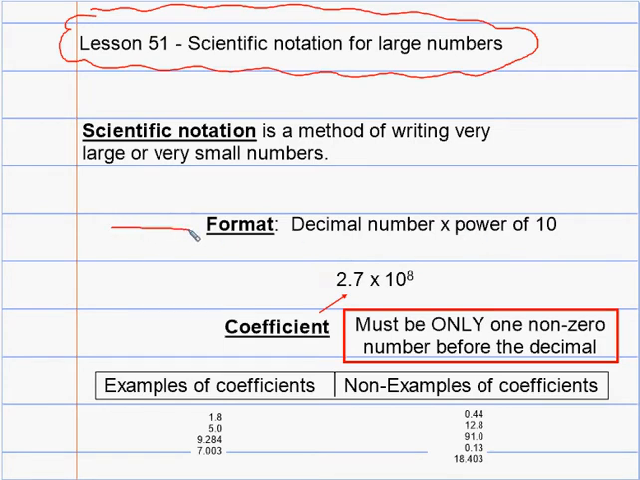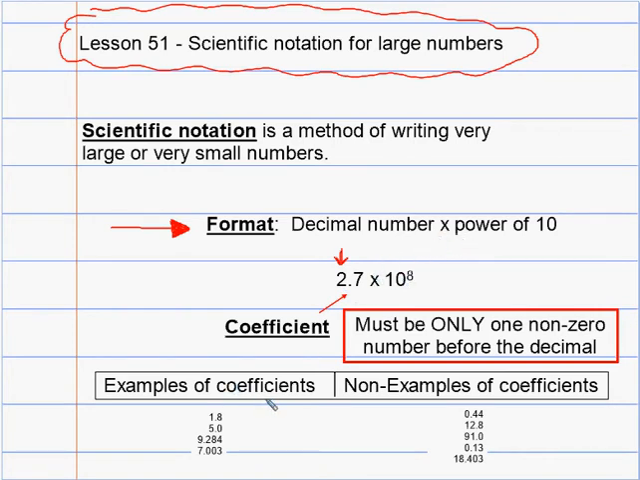Okay, this is very important, and this is the part where most students will make mistakes. It has to be a decimal number times the power of 10, but the decimal number has to follow certain rules. That part is called the coefficient, and it must be only one non-zero number before the decimal. So notice here we have a 2 right before the decimal. That's the only number that can be there. And then it's times a power of 10.